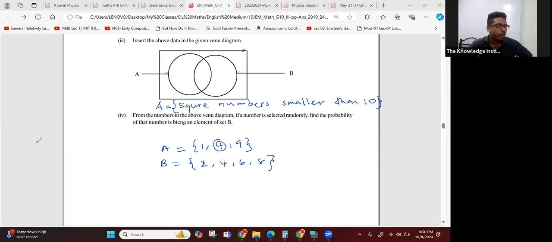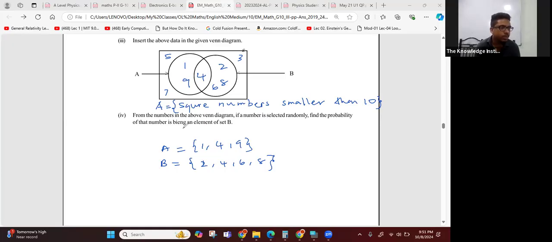And in A, apart from 4, we have 1 and 9. In set B, 2, 4, 6, 8: 2, 4 is already there, 6, 8. And then the universal set 1 to 10. So 1, 2 are there, 3 is not there. So 3, 5, 7. Okay, so this is the complete Venn diagram.